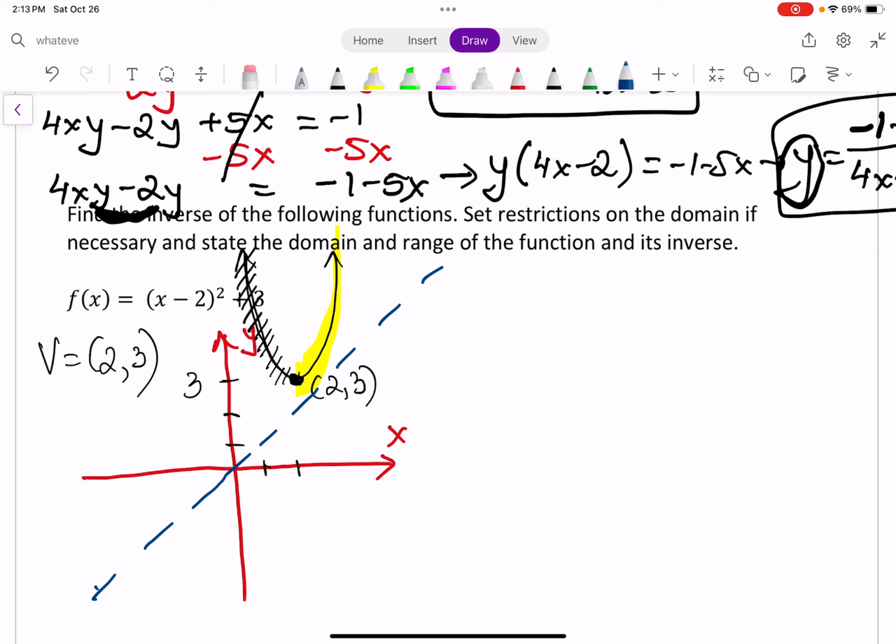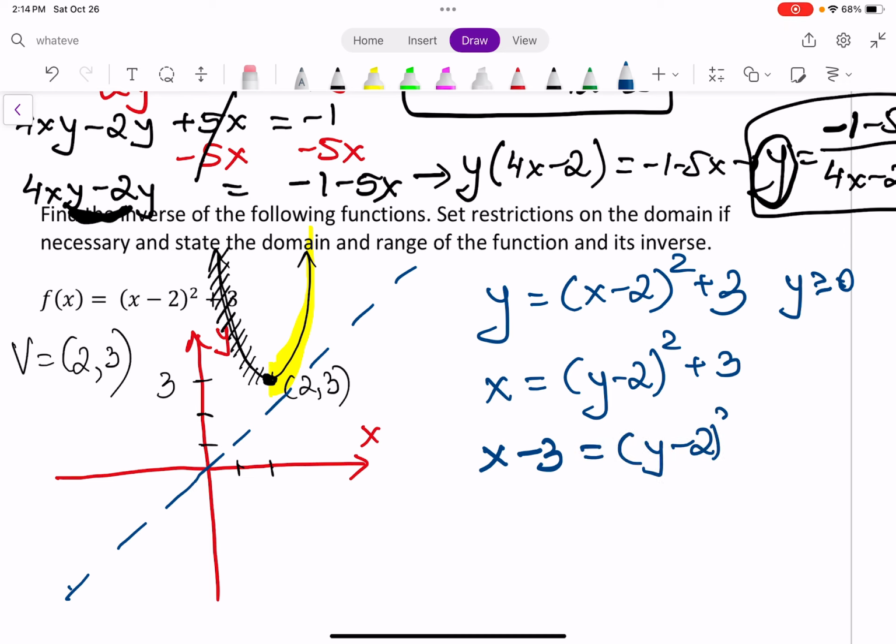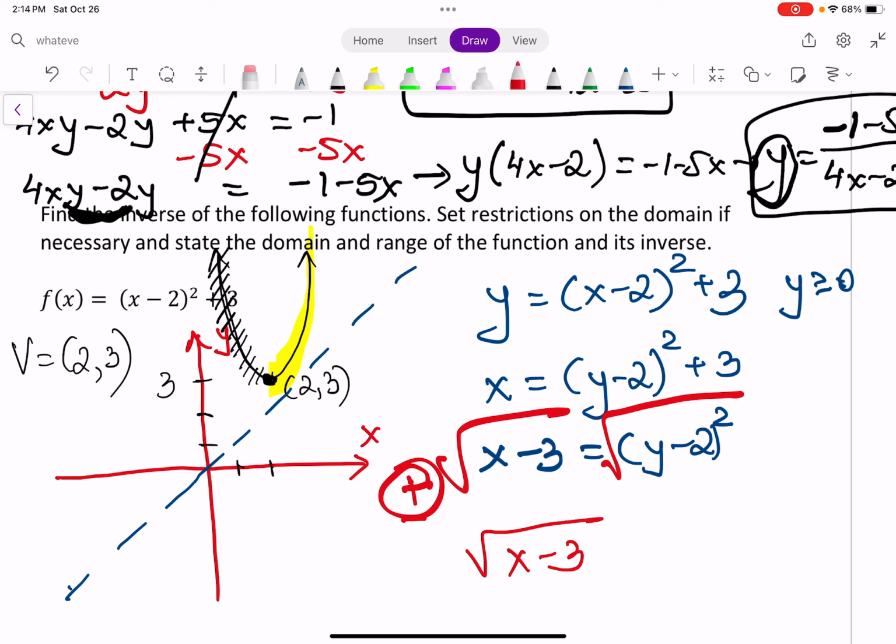So therefore, when I find the inverse of this function, because we say we only keep the positive x's, swap the x and the y, and then solve for y. So minus the 3. Take the square root. And now instead of putting plus or minus, we only keep the positive one of them, not the negative. So just the positive square root of x minus 3.